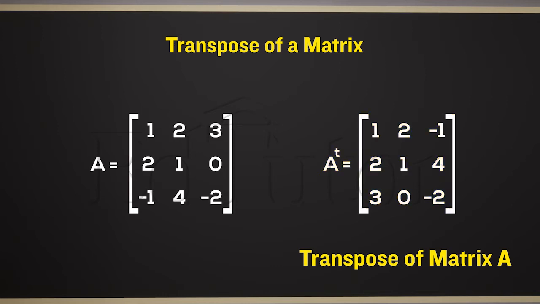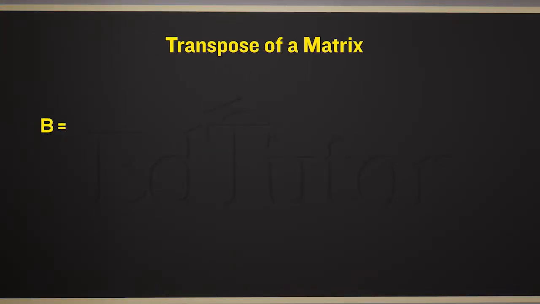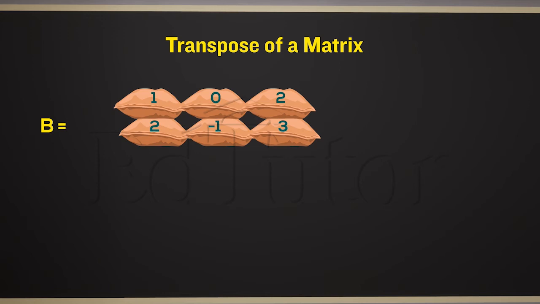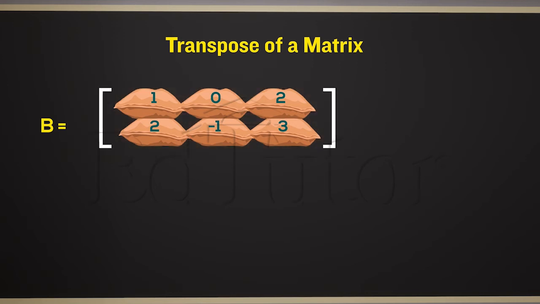So if you think about it, all we did was change the rows of A into the columns. Okay, let me visualize it for you. Take this matrix B. Now assume that the entries are bags of sand with numbers written on them. Let's place all of them in a box. Okay, so now we have 6 bags of sand, or entries, in a box, or matrix.